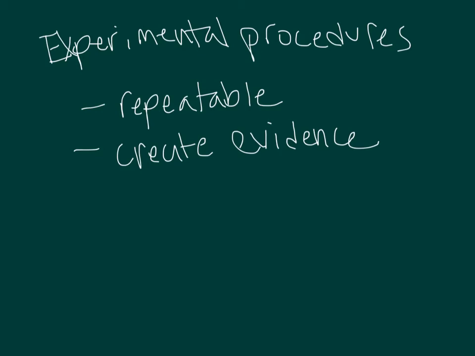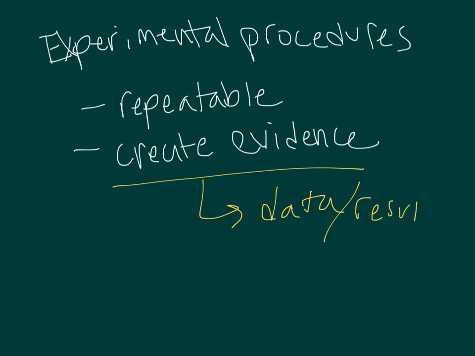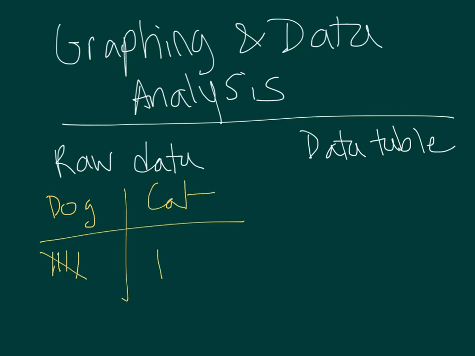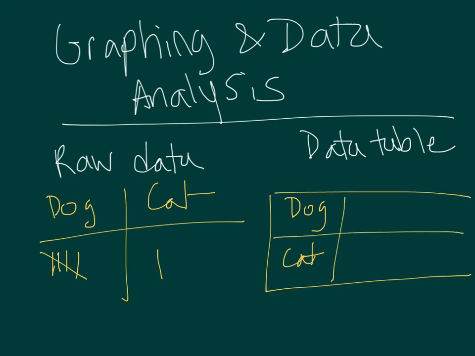Before we finish through with the R, just two things to remember is that experimental procedures must be repeatable and they create evidence. So because they create evidence, they're going to give you data or results. If they don't give you data or results, it means you either have to make a new tool or you have to revise your procedure. So in terms of graphing and data analysis, we have something called raw data. So in the lab we just did, this would be kind of like your tallies. So this would be raw data. The data table would be now sorting this into something that everyone can access.